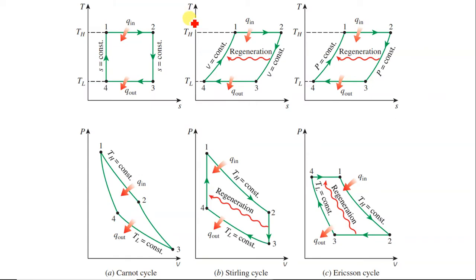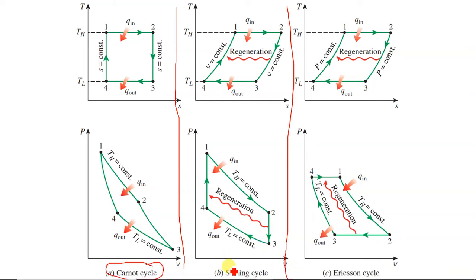Now here you can see there is a comparison between the Carnot cycle, Stirling cycle and Ericsson cycle. Here you should understand a few things. I'll explain certain things. First, here you can see this is the PV diagram on the bottom side, and on the top side I have shown the TS diagram, for the Carnot cycle, Stirling cycle and Ericsson cycle.